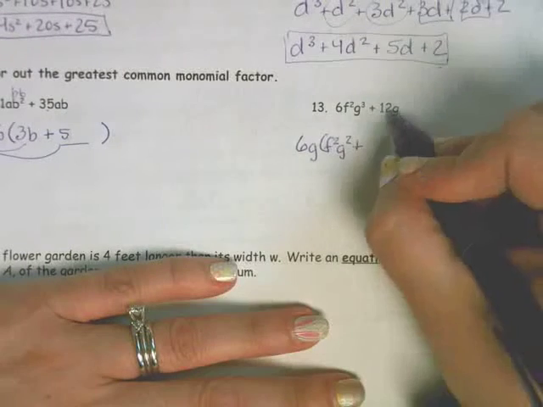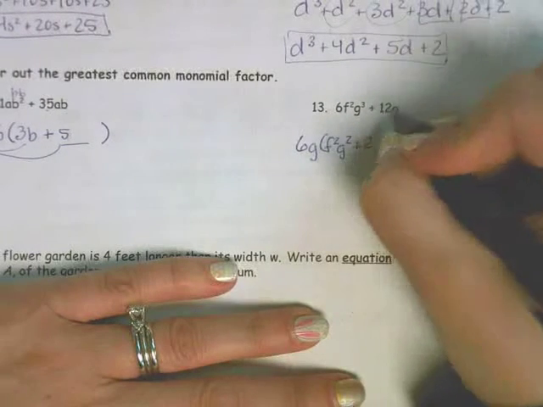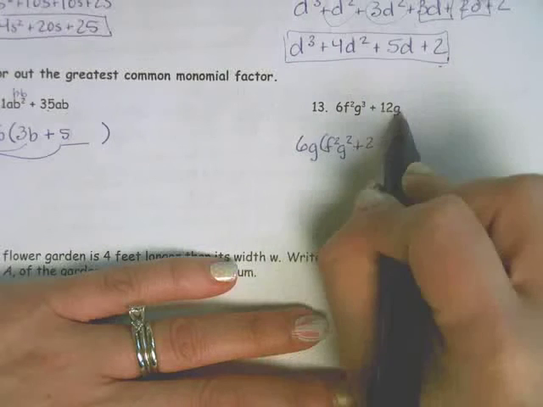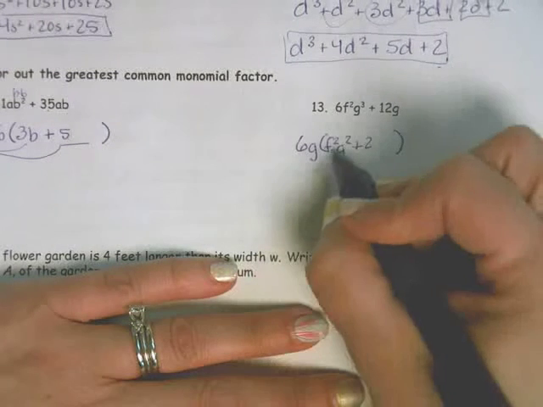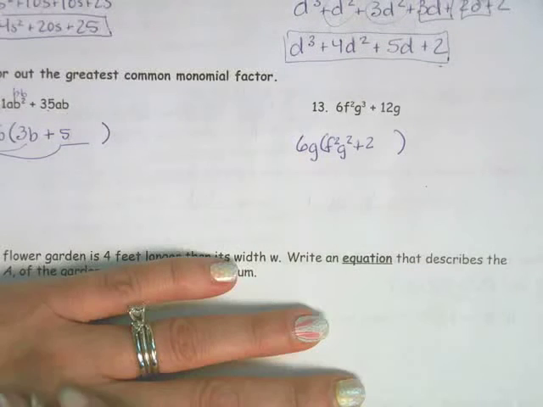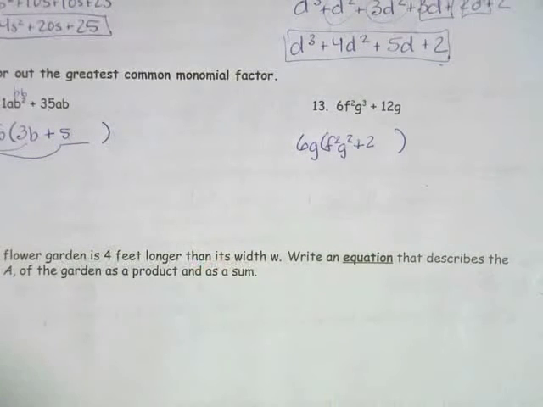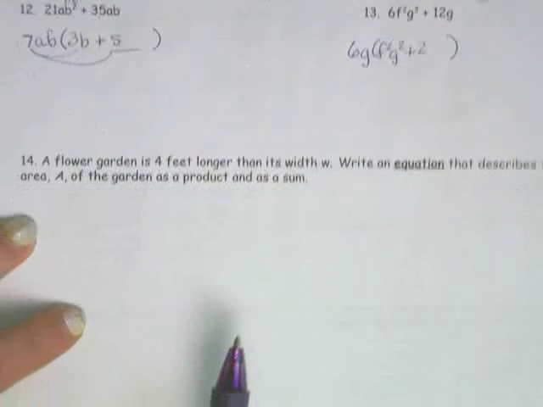Over here, you'd need 6 times 2 would be 12, but you already have a G. So 6G times 2 is 12G. So we have inside F squared G squared plus 2. So that would be our factored form for this one, if we're factoring out a greatest common factor. All right, last one on here.